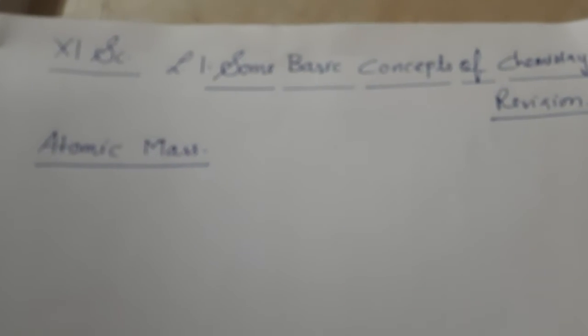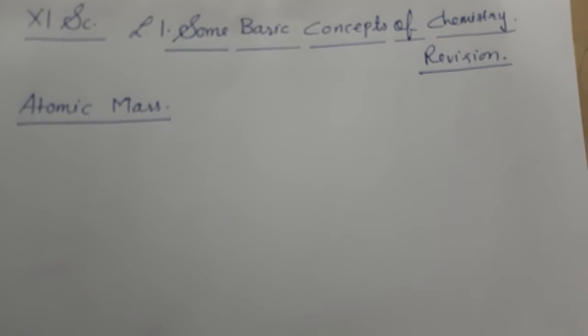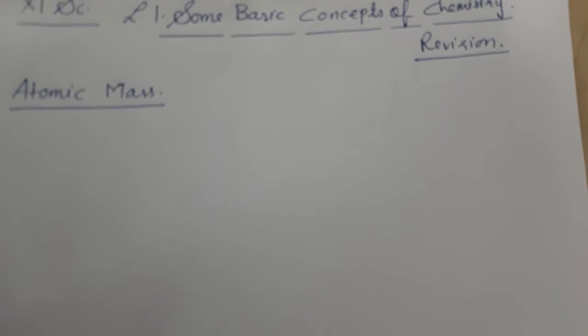So first is some basic concepts of chemistry. I am starting from lesson 1 revision. First term is atomic mass. As you see, children, what is atomic mass, beta?